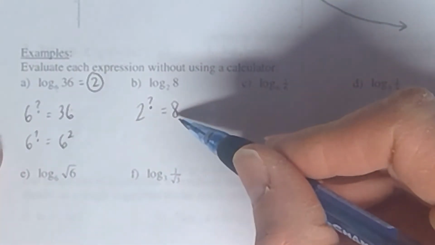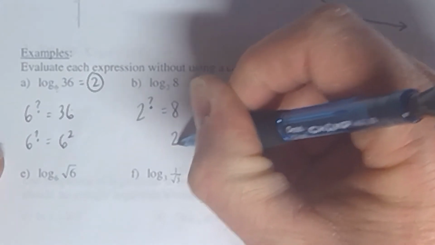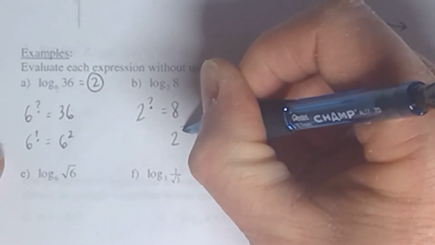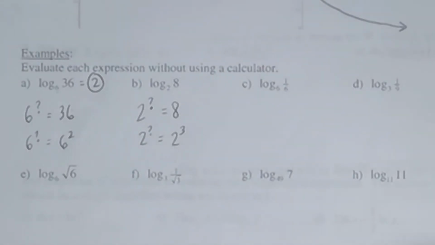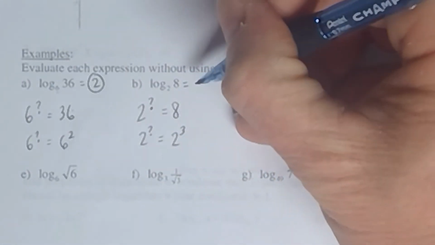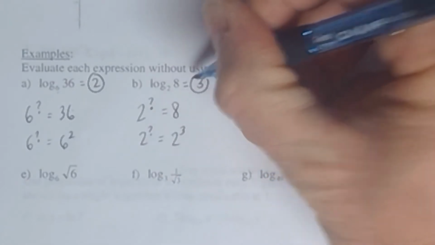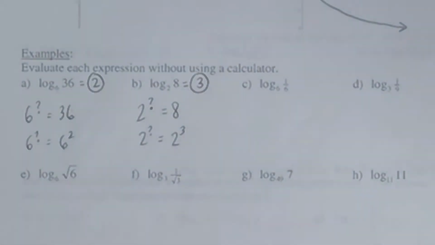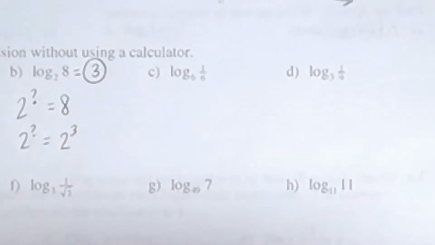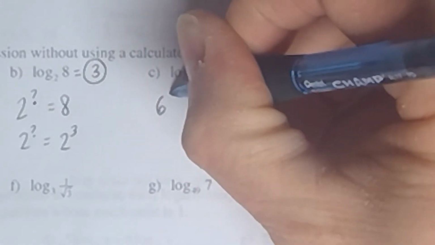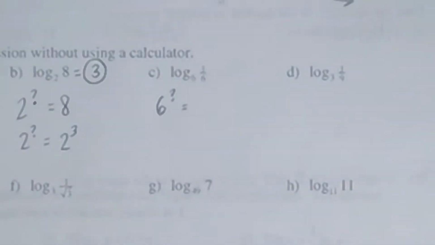Well, if I rewrite the 8 as having a base of 2, what would be the exponent? Wouldn't that be the third power? Isn't it true that 2 to the third power is equal to 8? And so that must mean that the missing exponent here is 3. Okay, and then we can continue on with this now. All right, what about problem number 3 right here? It is asking 6 to what power is equal to 1/6?